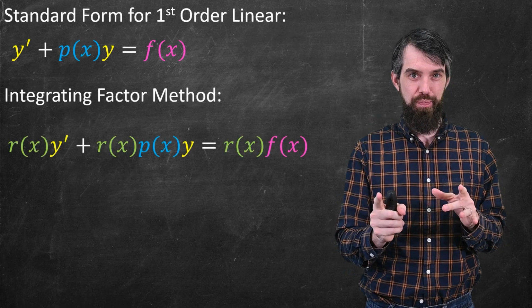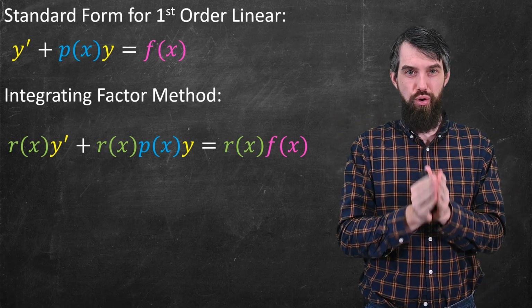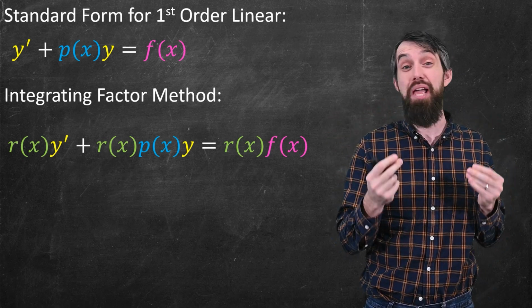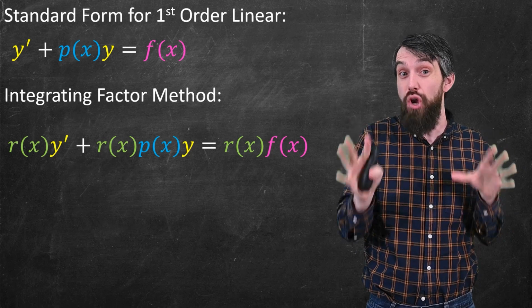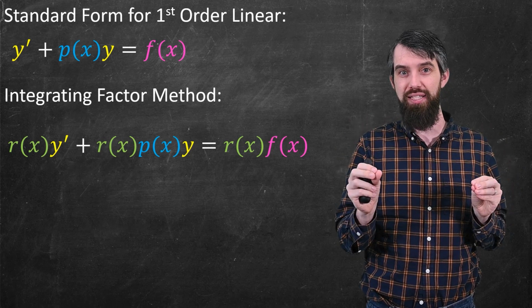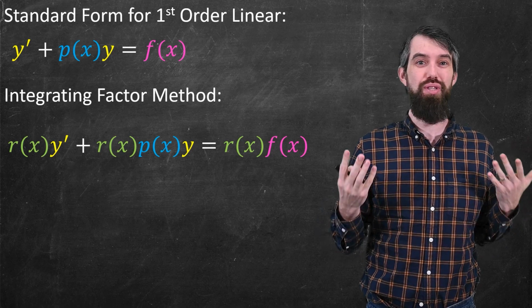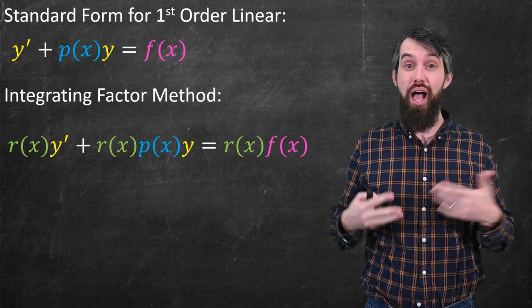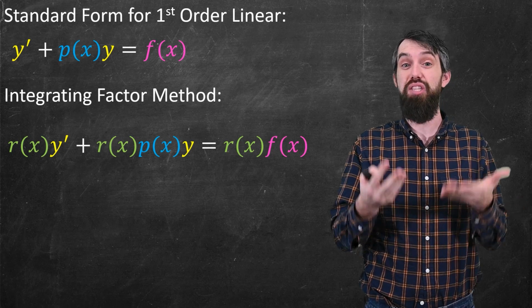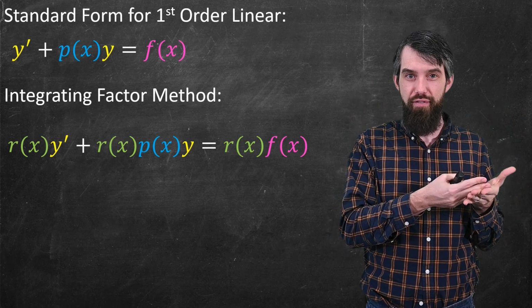So here's how it works. I'm going to take the same differential equation, but I'm going to multiply it by some function I don't yet know what it is, called r of x. R of x is our integrating factor. I'm allowed to do this. I can do the same thing to both sides of an equation. I could multiply both sides of an equation by some non-zero function, r of x.